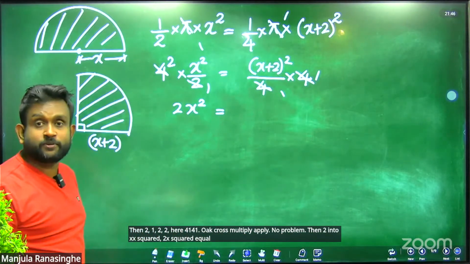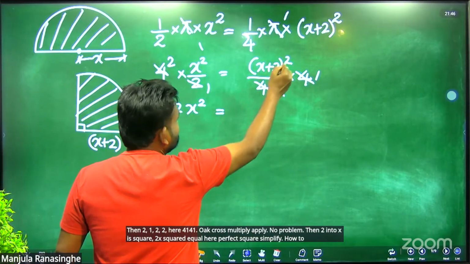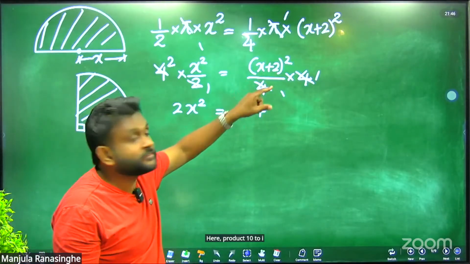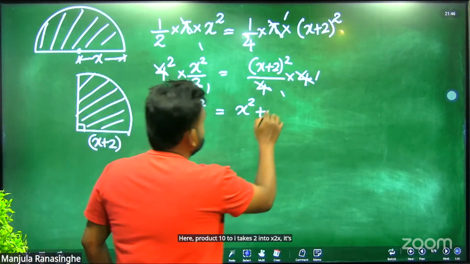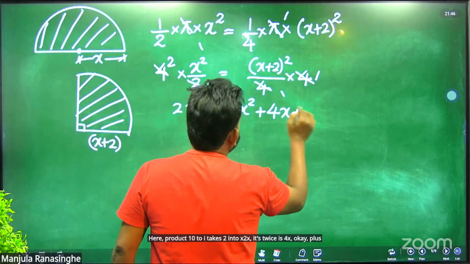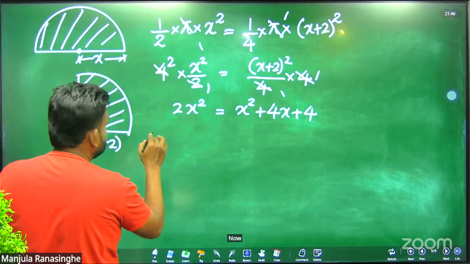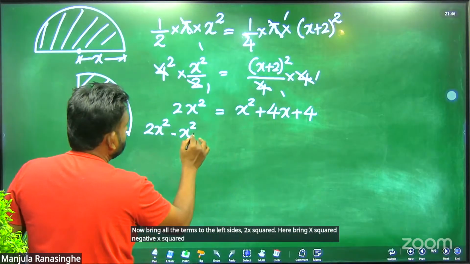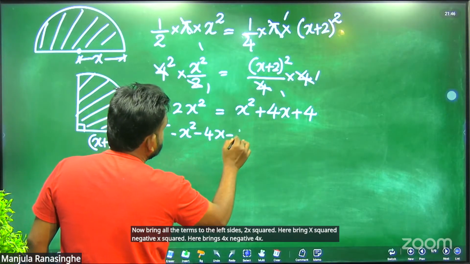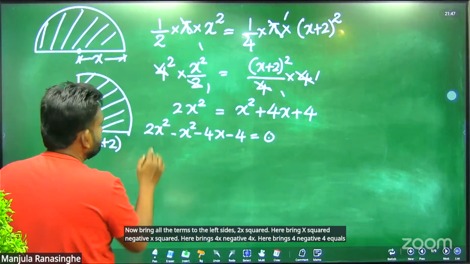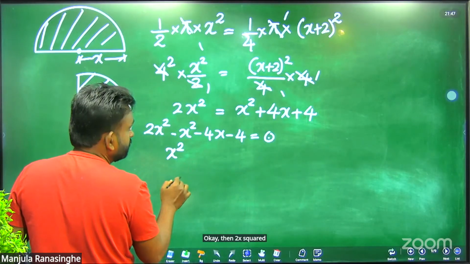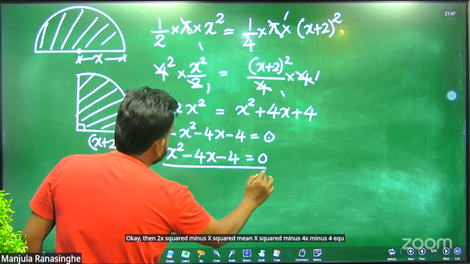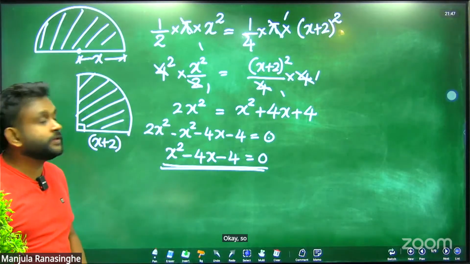the perfect square simplified. How to do it? First term x, so x squared, plus twice the product: 2 into x is 2x, its twice is 4x, plus the second term squared, 2 squared is 4. Now bring all the terms to the left side: 2x squared, negative x squared, negative 4x, negative 4, equals 0. Then 2x squared minus x squared means x squared minus 4x minus 4 equals 0. So this is the equation we obtain.